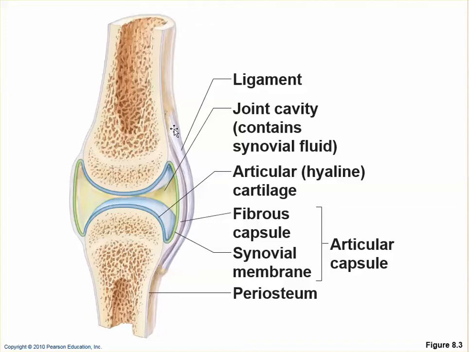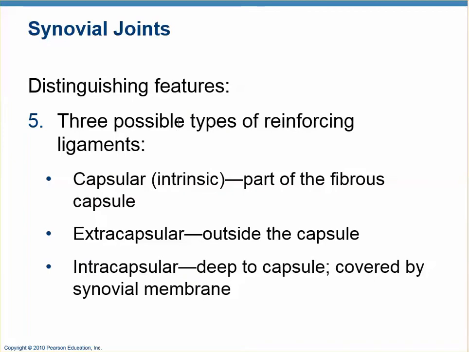So this right here is a ligament. Now you can find the ligament in one of three places: either outside the joint capsule, inside the joint, or part of the joint capsule where the fibrous capsule incorporates the ligament. The ones that are part of the capsule are called capsular ligaments, or more often intrinsic ligaments. We're trying to move away from the idea of intrinsic and start calling them capsular because it makes a little more sense. But intrinsic means part of the capsule, intrinsic to the capsule.